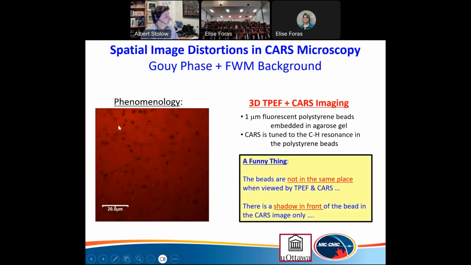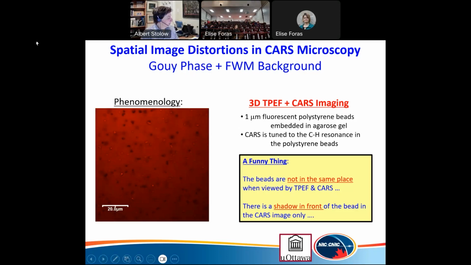so it should give a big signal. But because it's fluorescent, we can do two things at the same time. We can do two photon fluorescence and CARS imaging simultaneously. And something funny happens. What you see is that the beads, the 1 micron beads, are not in the same place when you image them with CARS and two photon fluorescence. There's only one bead, so how can it be in two places at the same time? Yet these two techniques show the bead in a slightly different location.